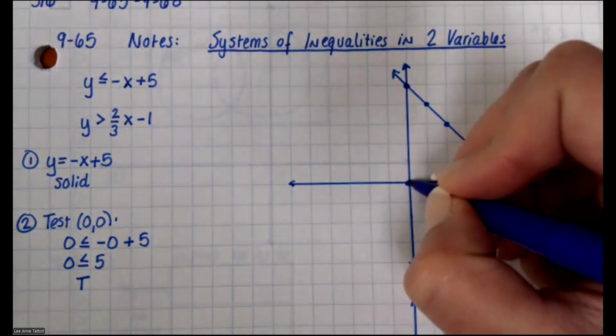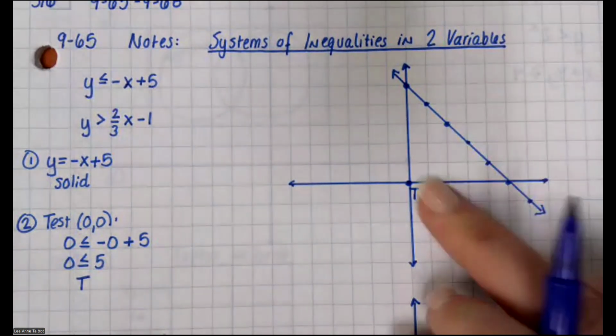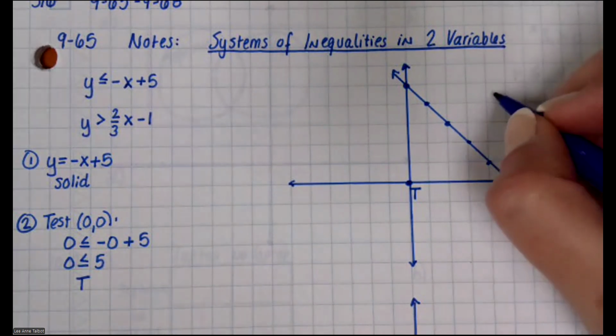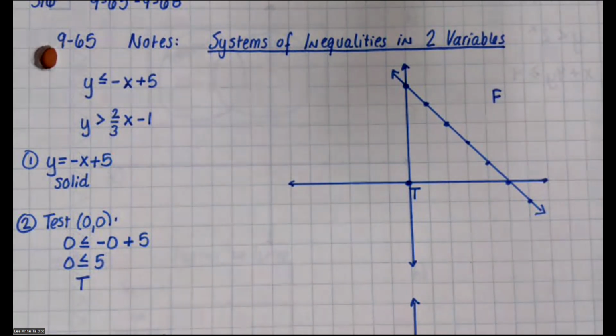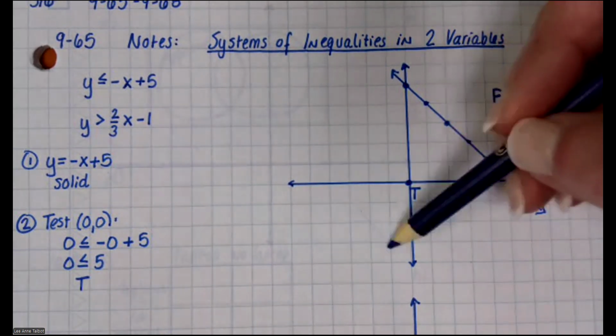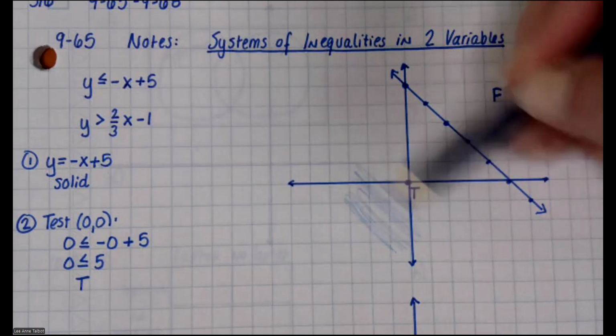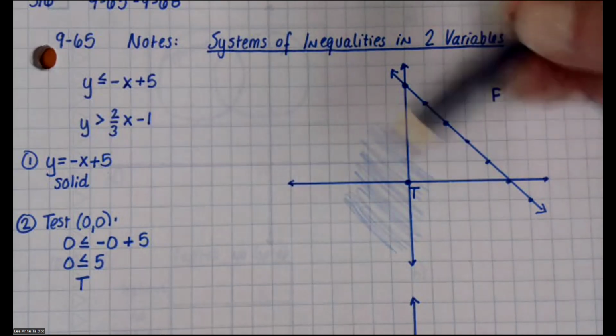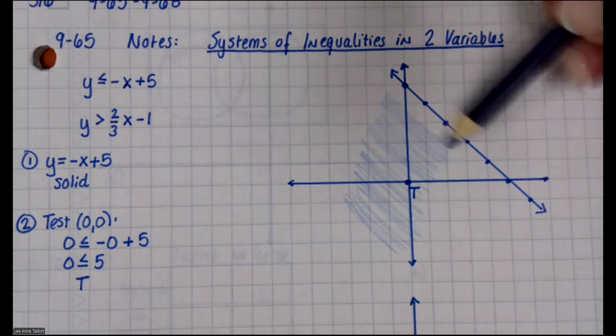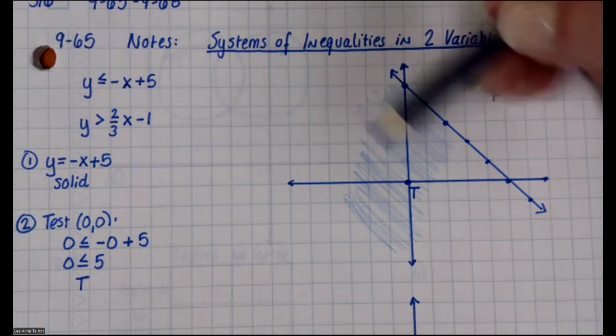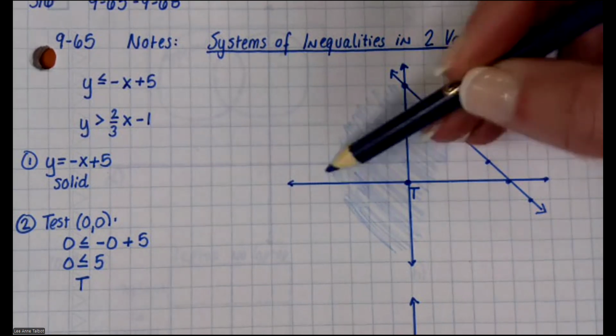Okay, so I plot 0, 0, and I put a true right next to it. And I put false on the other side. And then I shade the solution set, which is true. This should feel exactly like what we did yesterday. That's because it is.